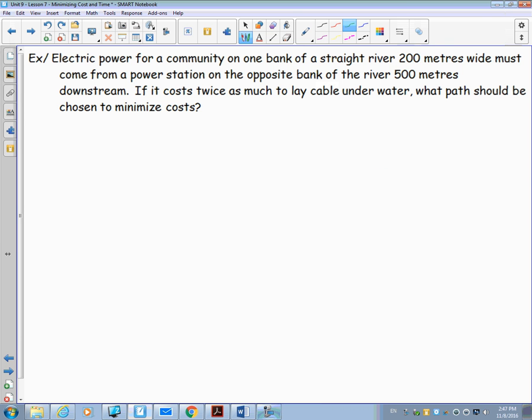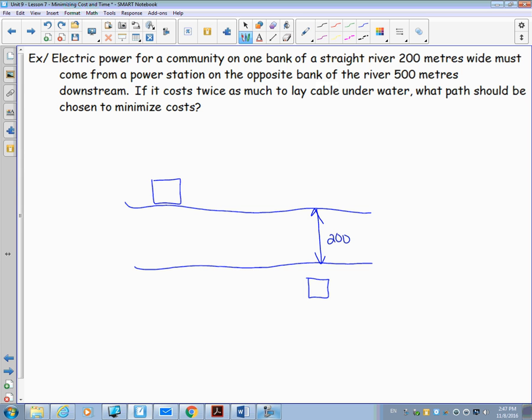Electric power for a community on one bank of a straight river. Give yourself a river here. Here's my river. Straight, 200 meters wide. So I know this distance right here is 200 meters. Must come from a power station on the opposite bank of the river. So that's our power station right here, and our town will be over here.